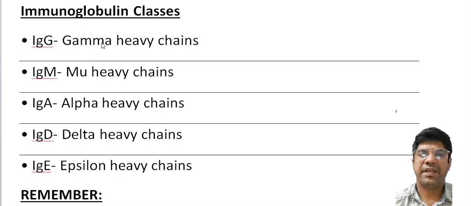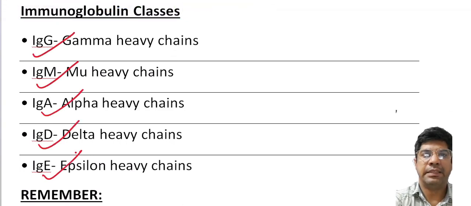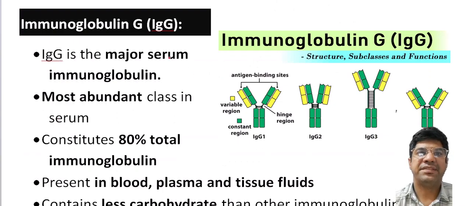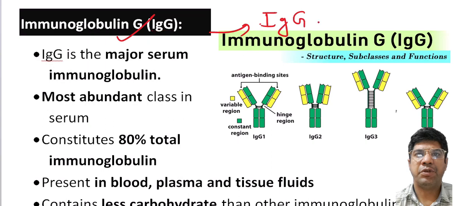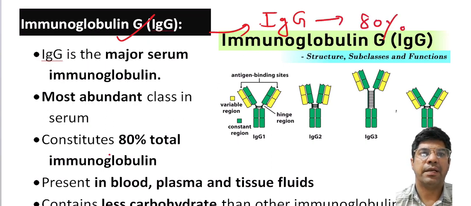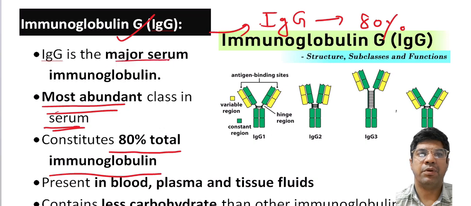Now let us discuss the various immunoglobulins. The immunoglobulins can be IgG, IgM, IgA, IgD and IgE. The first immunoglobulin is IgG. Remember, the most abundant class of immunoglobulin is IgG. It constitutes 80% of total immunoglobulins in the blood. It is the most abundant class in the serum and the major serum immunoglobulin.